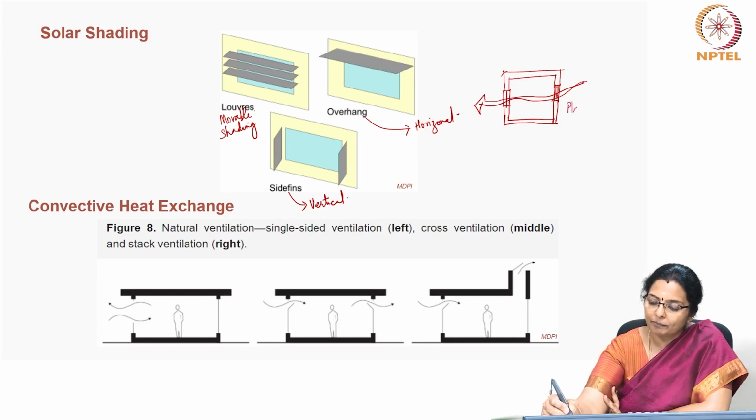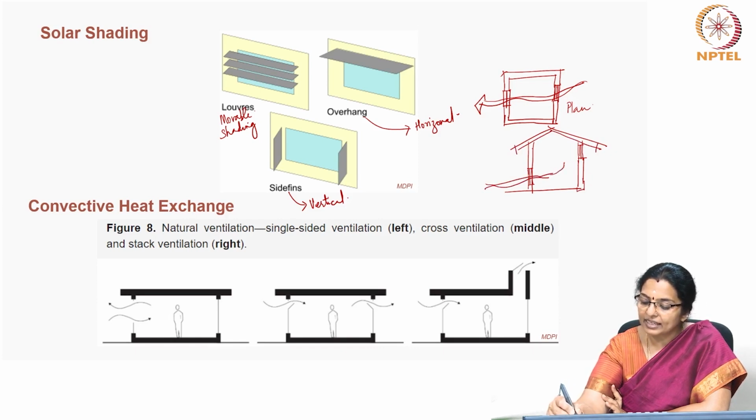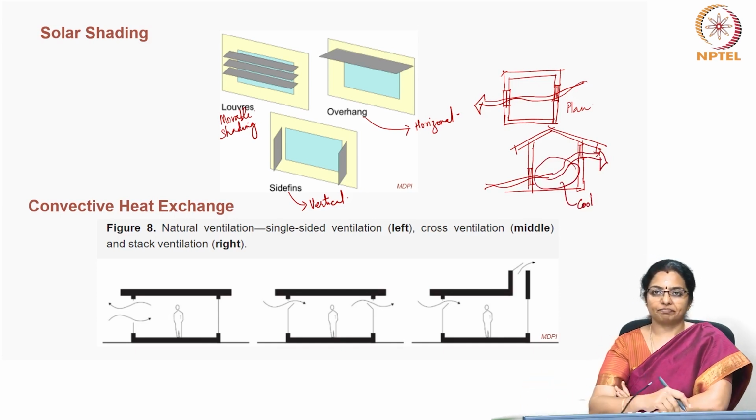So, this is the plan. But if we look at a section and if you have an outlet at a higher end and inlet at a lower level, then what happens is this cool air can replace the warm air inside and allow the warm air to escape, making this zone cool and comfortable.